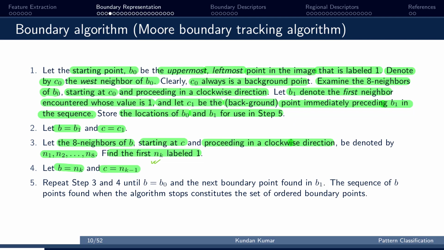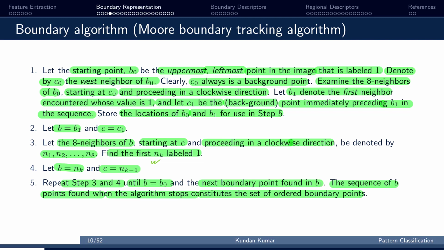And then we will repeat steps 3 and 4 until we encounter B as B0. That means we will repeat until we encounter the left top pixel belonging to the object, and the next boundary point found is B1. Okay. So the sequence of B points found when the algorithm stops constitutes the set of ordered boundary points. So this is the algorithm which represents the object boundary.